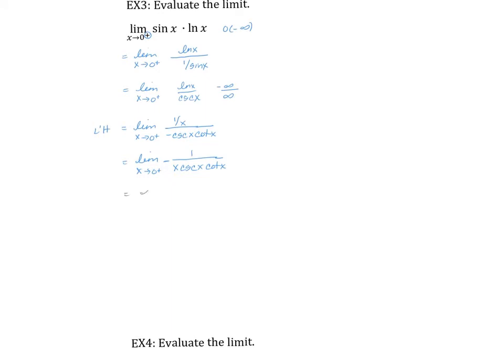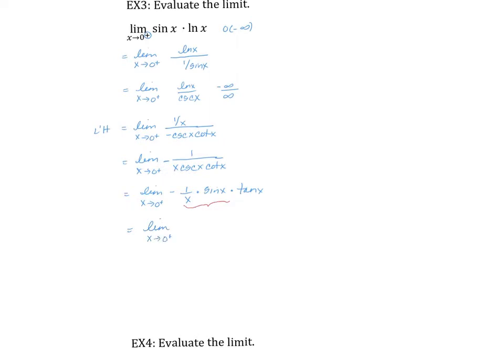Notice that this is the limit as x goes to 0 of negative 1 over x times 1 over cosecant, which is going to be sine, times 1 over cotangent, which is just tangent. Okay. So I'm going to bring these two together and see if you recall what this special limit is.